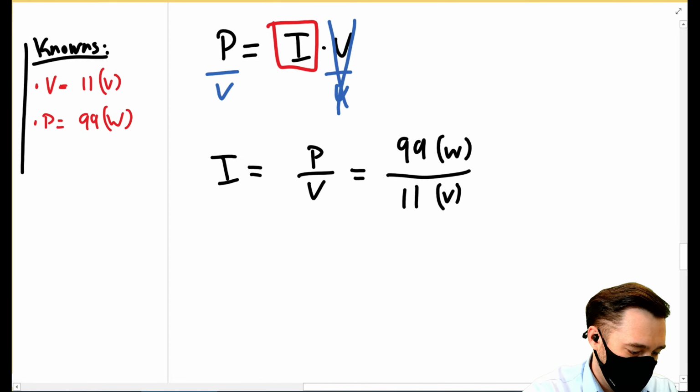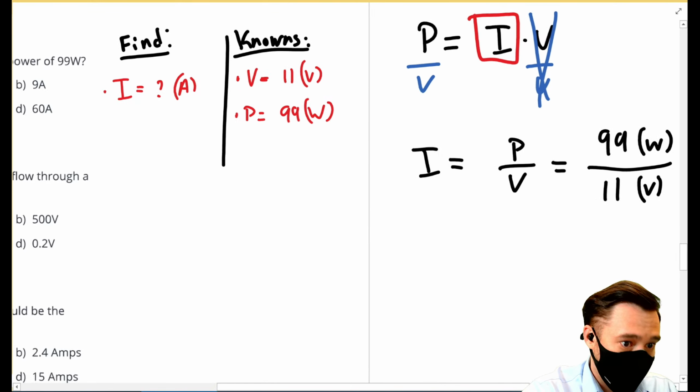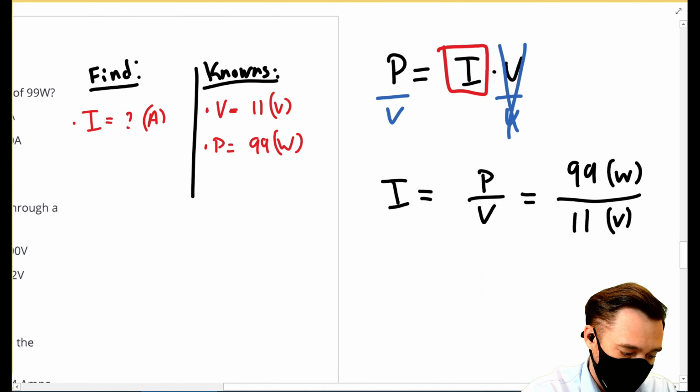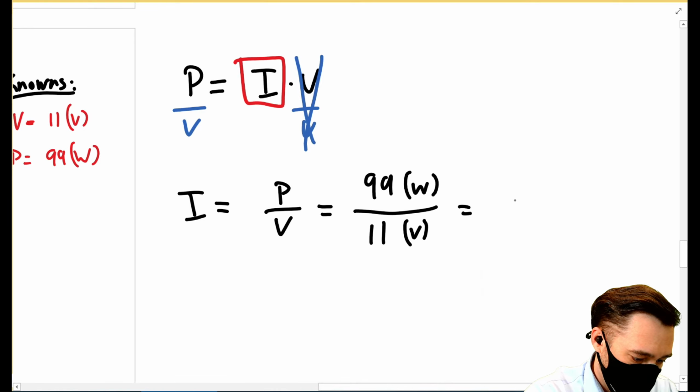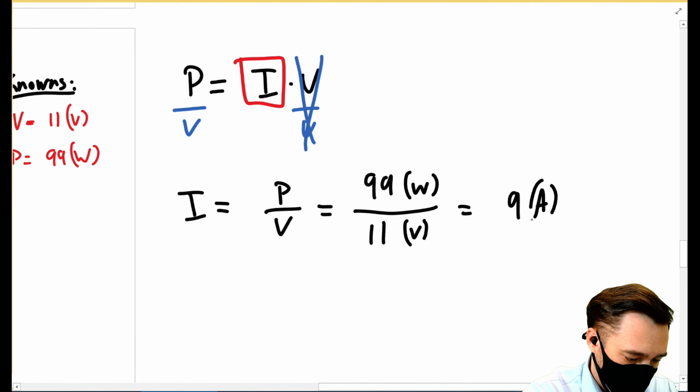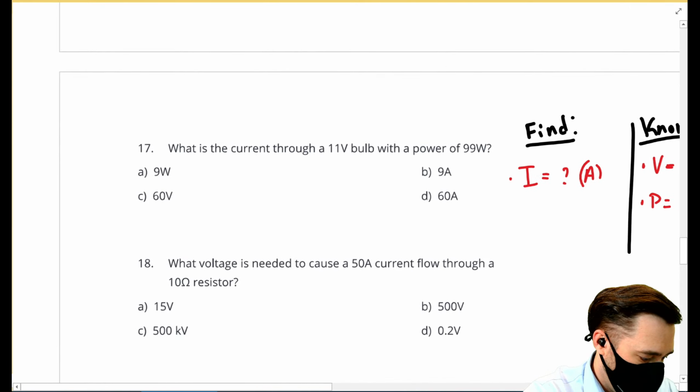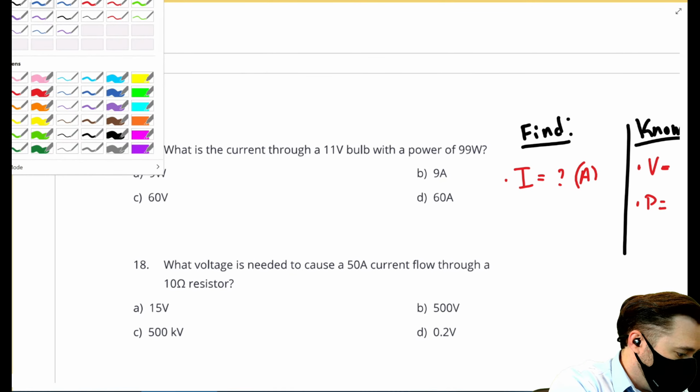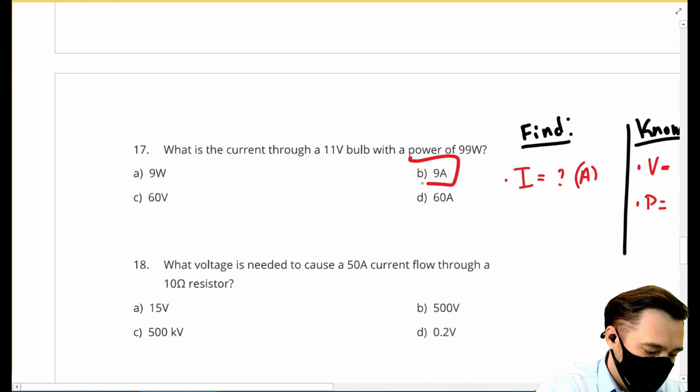All right, so 99 divided by 11, I get 9, and then it's supposed to be current, so we get 9 amperes. And that's going to be numero B.